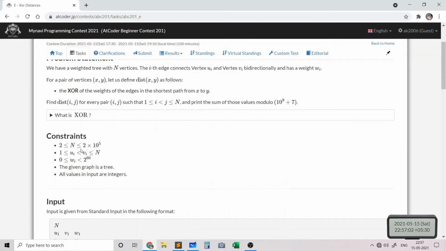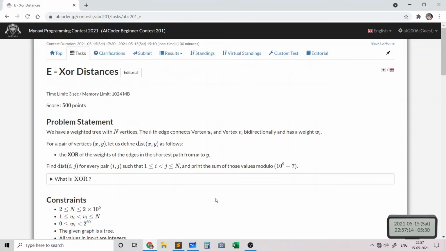So the constraints are n is up to 2 times 10 to the 5, and each weight is up to 2 to the 60, which is barely fitting in a long. So we need to use a long to store the weights of the edges.